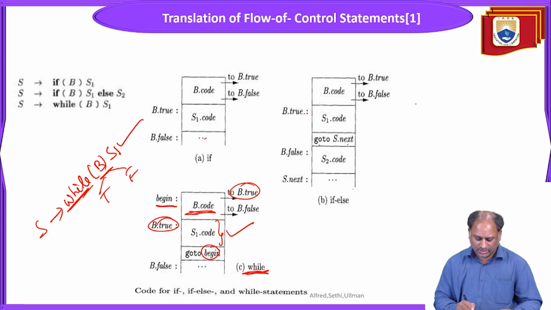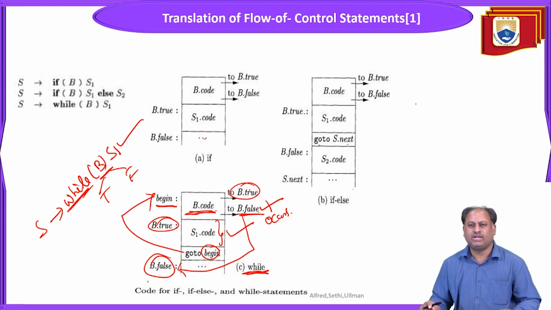And then once again it goes to the begin. So here goto begin indicates that it goes once again to the label begin. Again it evaluates, and if it is true then the same sequence repeats until the condition fails. Whenever any condition B dot code is false, it won't execute the code statements inside this one. It comes out of this while, executes B dot false, and continues with the while statements which are available.